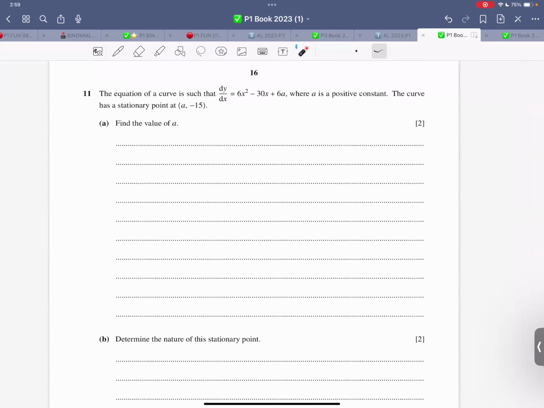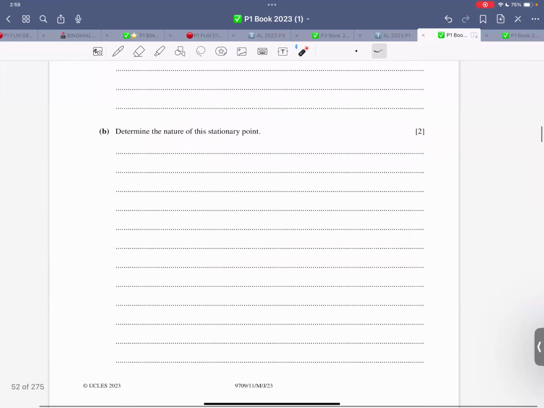So now it says the equation of a curve is this. Dy by dx is given. A is a positive constant. The curve has a stationary value. Find the value of A. So first of all, dy by dx equals 0. Plug in x coordinate as A, and you will find the value of A. Then integrate, plug in x as A, y as negative 15, and you will find the equation of the curve.